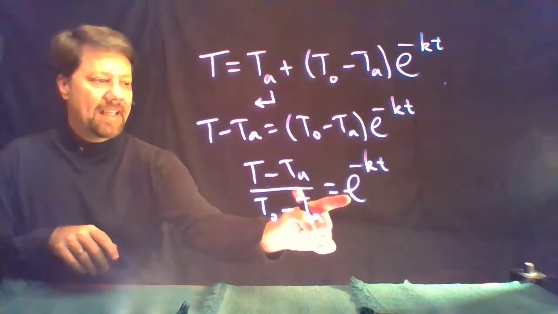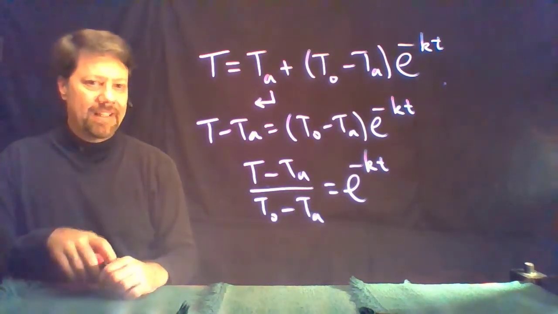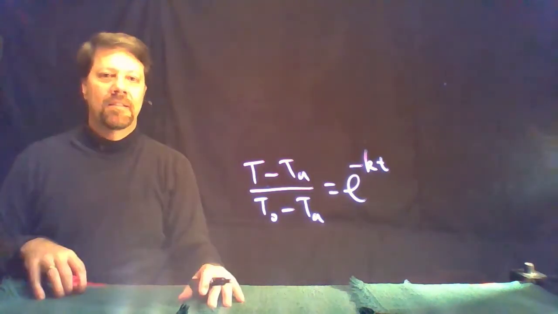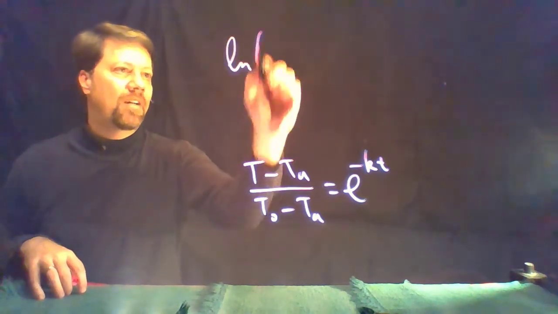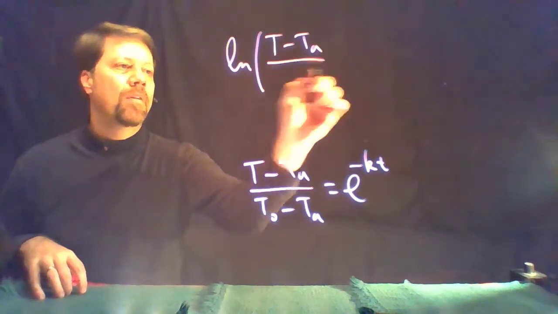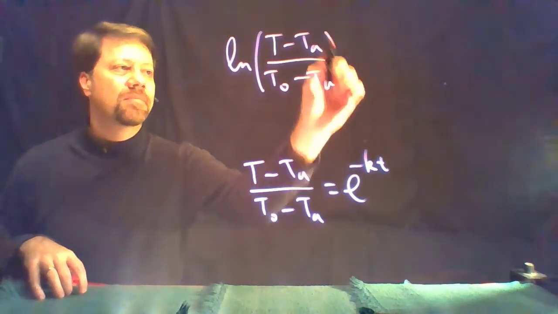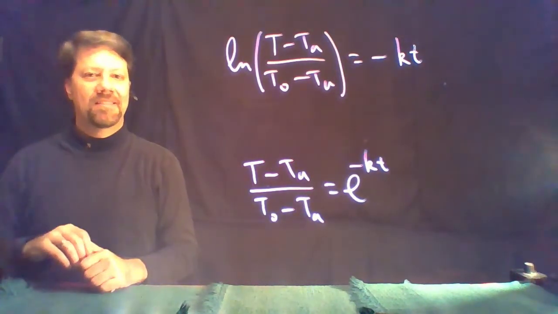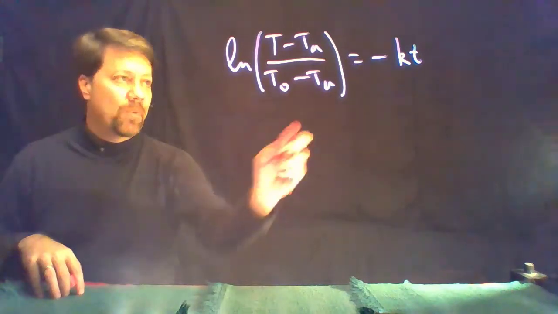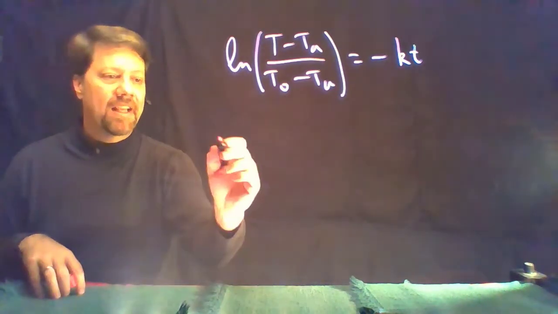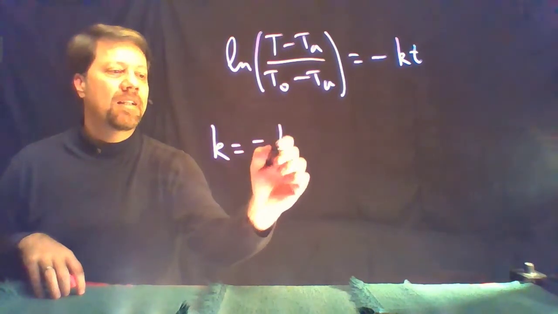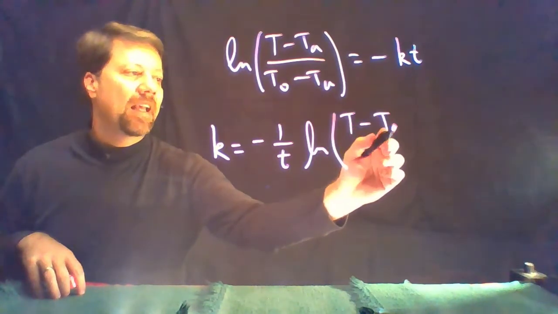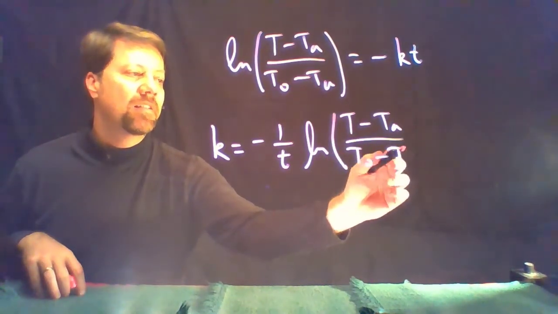Next, we need to eliminate the exponential function e. The opposite of the exponential function is the natural log, so we take the natural log of both sides. That gives the natural log of (T minus TA) over (T0 minus TA) equals minus KT. Finally, to solve for K, we divide both sides by negative T. So we get K is negative 1 over T times the log of (T minus TA) divided by (T0 minus TA).